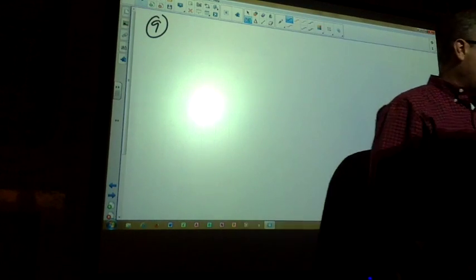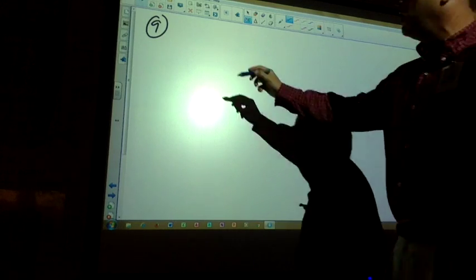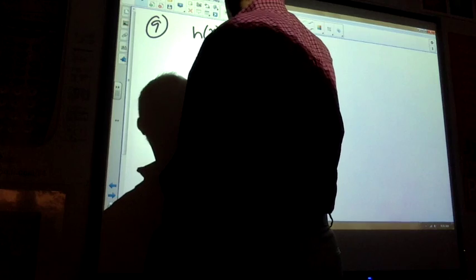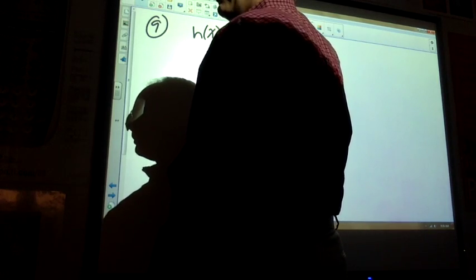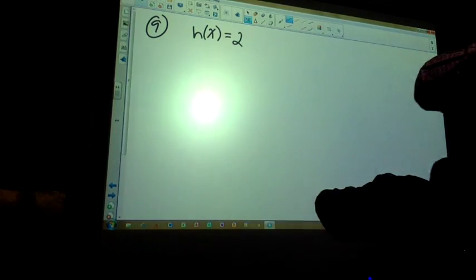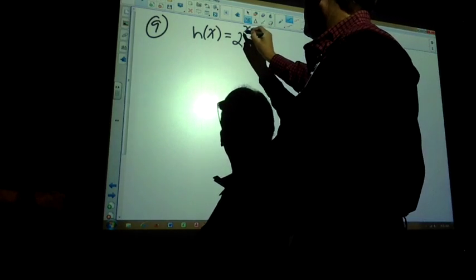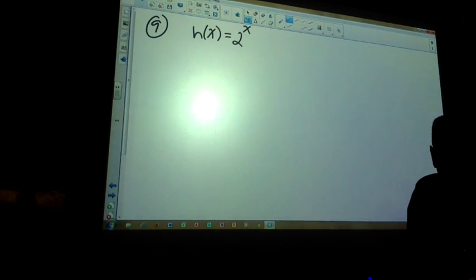All right, problem number 9. This graph looks a little bit different. This is the graph h at x is equal to what? 2 what? Not 2x squared. 2 to the power of x. 2 to the power of x. Good job. So my exponent is x.